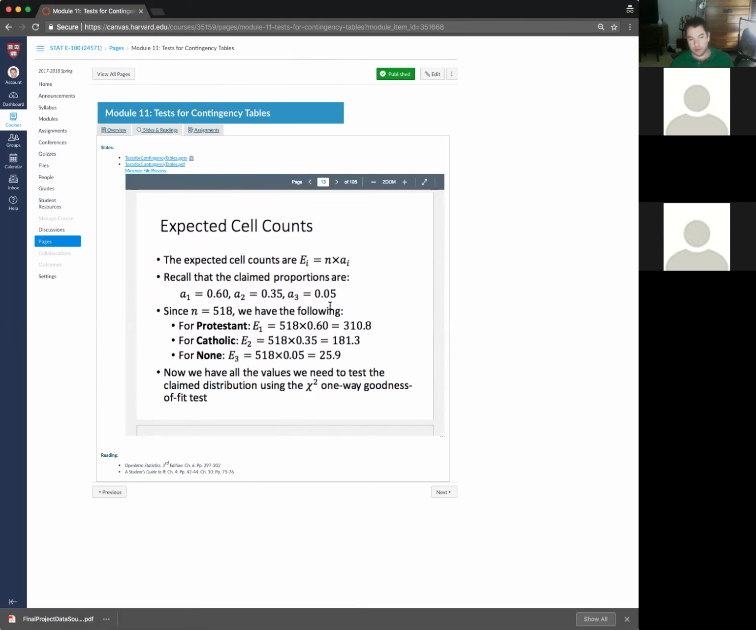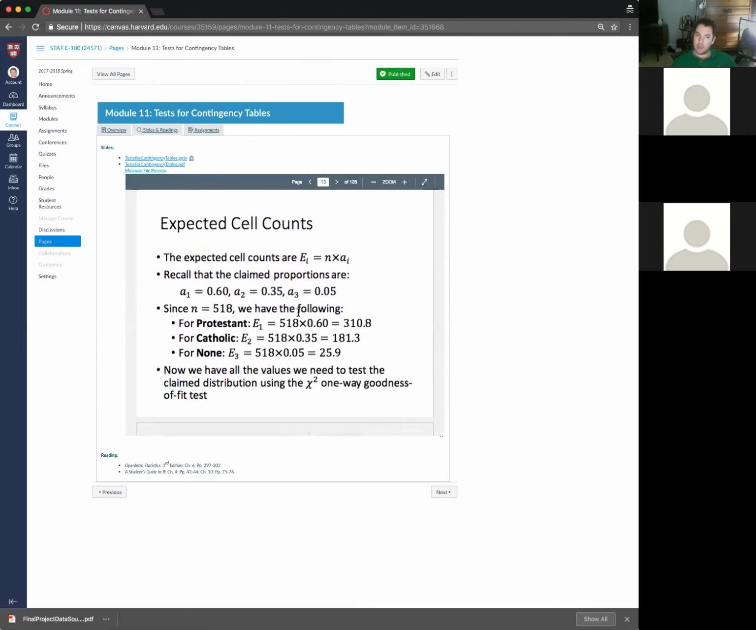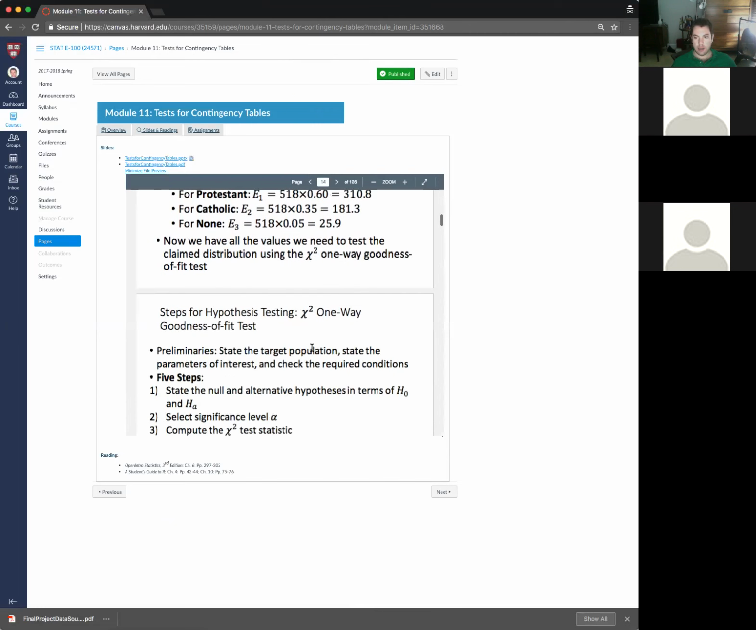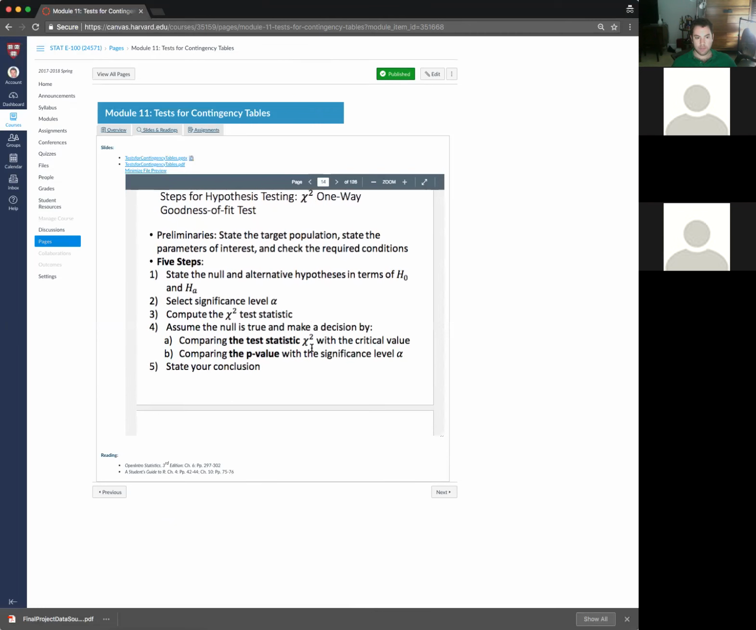And then for the expected counts, what we would do is just multiply the sample size by each of the different expected proportions to come up with the expected counts. And here we can see each of these are greater than 5, so it meets that requirement. So that means we can run a chi-squared goodness of fit test.